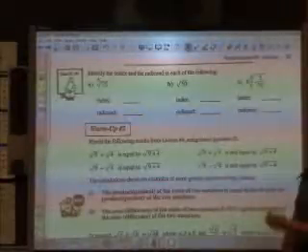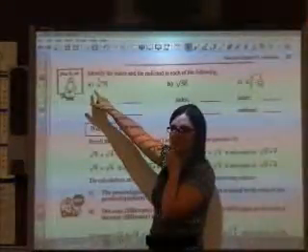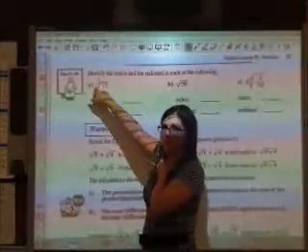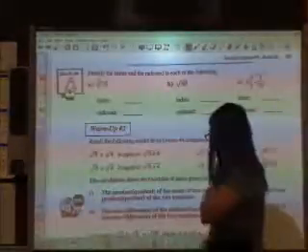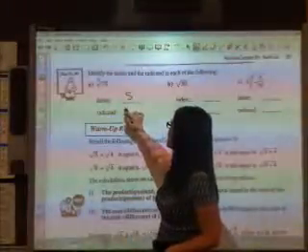Okay. Identify the index and the radicand in each of the following. So first of all, how would I read this? The fifth root and 75. So the 5 becomes the fifth root and then 75. So what is the index? 5. And the radicand? 75.